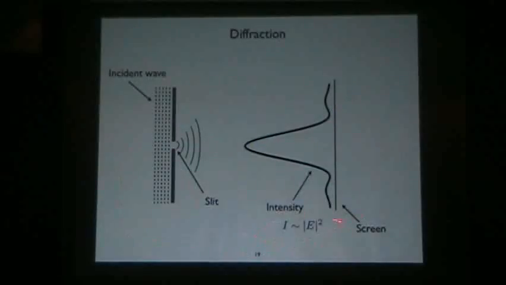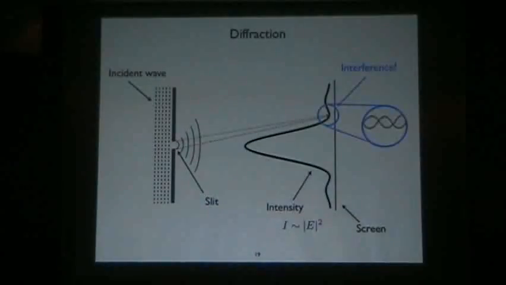That's what this equation refers to. The intensity there is just the square of the electric field in the wave. I wanted to point out an interesting aspect of wave behavior, which is this dip. This little dip that happens here.